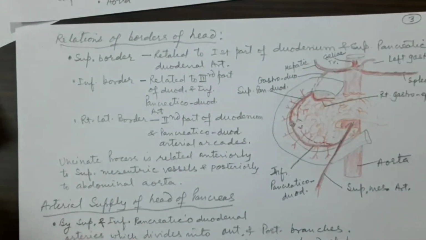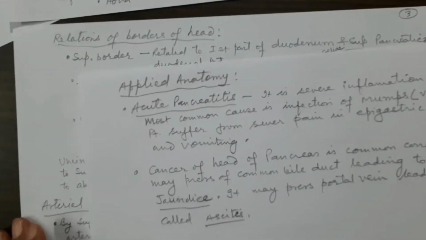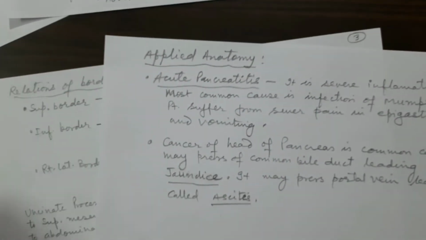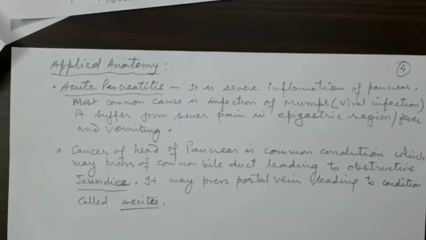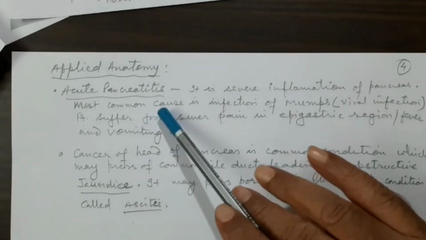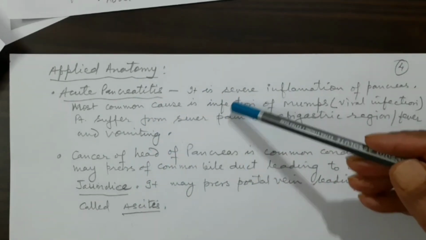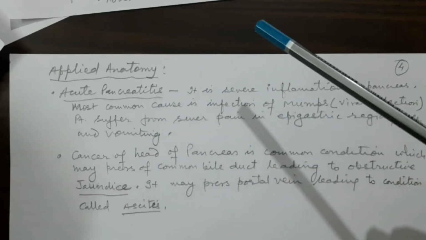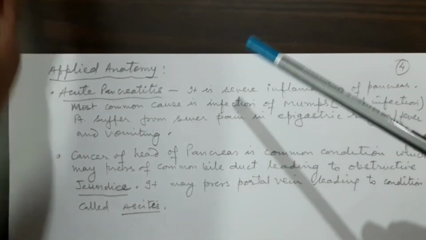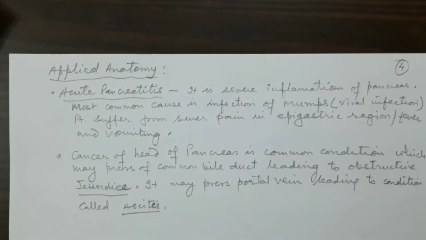Let's come to the last portion of this answer on the head of the pancreas, and this is the applied importance. I have chosen only the very important applied importance, two only. Acute pancreatitis, which is the inflammation of the pancreas following viral infection, trauma, or any other injury or any other conditions which will lead to inflammation in the pancreas.